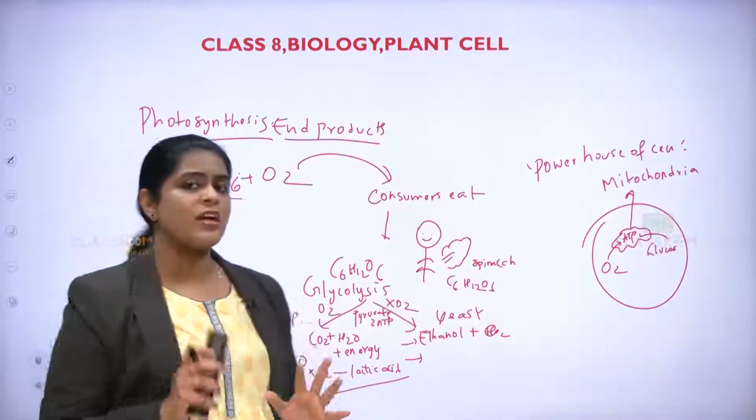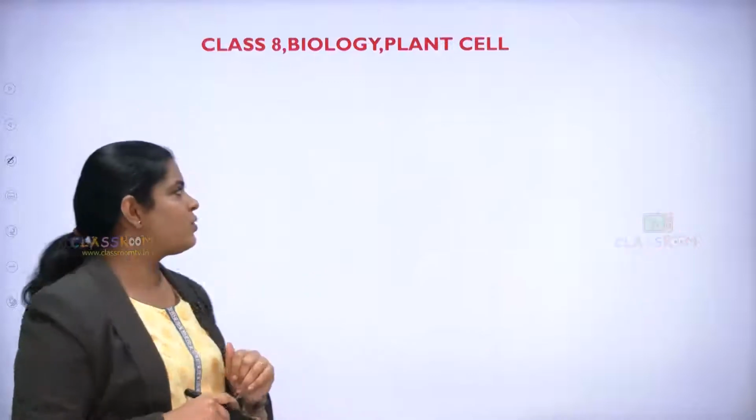So now I hope you understood why mitochondria is called the powerhouse of the cell. I hope you have a clear understanding of everything about the plant cell, what each part of the cell does, why stomata is important, why mitochondria is important, and what translocation and transpiration are inside the plant.